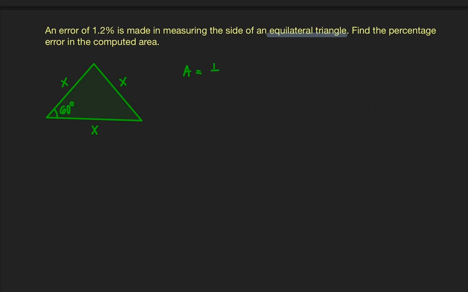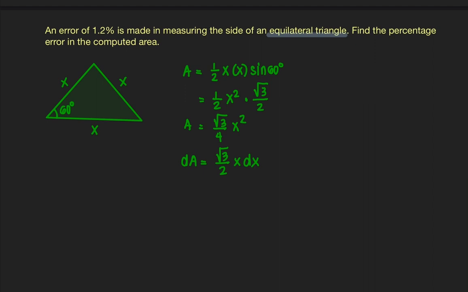So the area of this triangle is equal to 1/2 x times x times sine of 60 degrees. And that would be 1/2 x squared. And sine 60 degrees, what is sine 60 degrees? It's square root of 3 over 2. So therefore, the area is equal to square root of 3 over 4 x squared. So finding the differential, the error in computing the area is equal to square root of 3 over 2 x dx.